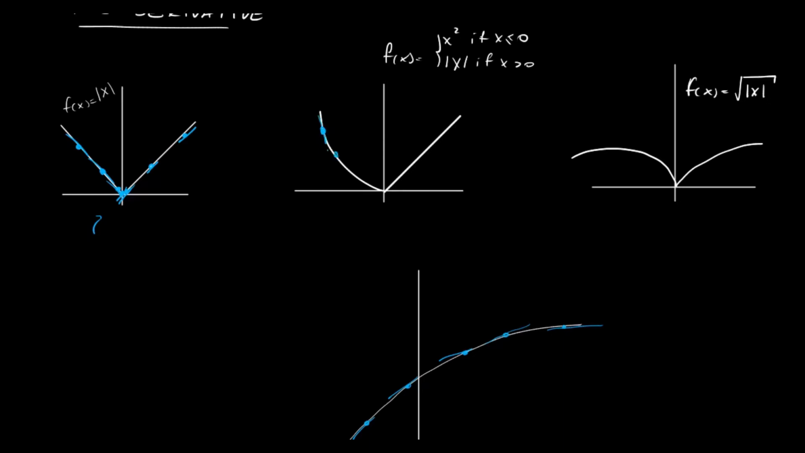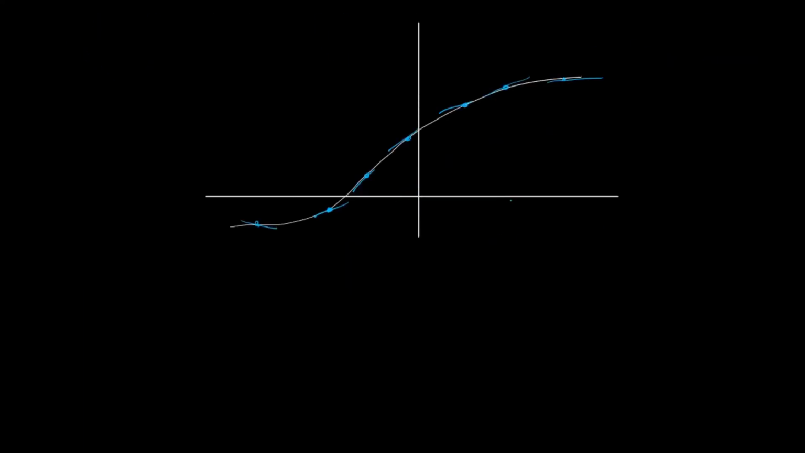I can take tangent lines here, but not at 0. And obviously the same happens for this one. I don't know what tangent line to take at 0, but for every other point that tangent line does exist. So there has to be a difference between these functions. How can we define it?